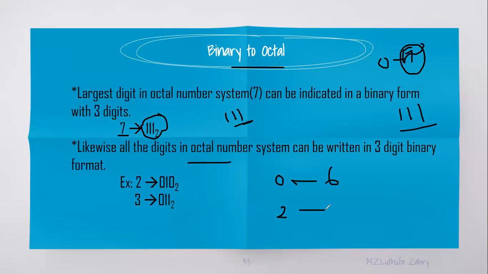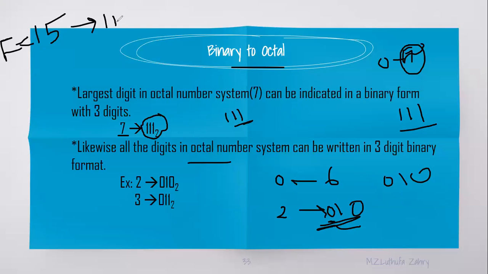If it is 2, in binary it's just 10. But to make it 3-digit format, we'll add 0 in front. The 0 has no value, right? Any number, if we add 0 in front of it, doesn't change its value. But still, we'll make it 3-bit format for the conversions. For the conversions, we really need 3-bit format for octal and 4-bit format for hexadecimal. Why 4-bit format for hexadecimal? The largest number is 15. F in decimal is 15, no? 15 in binary is 1111. Okay, so this is 4-bit format.